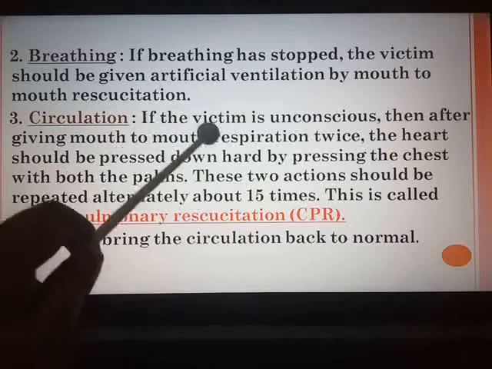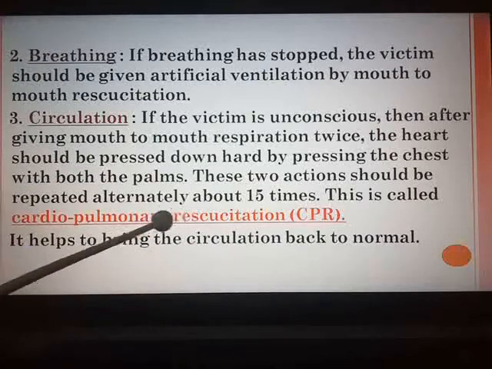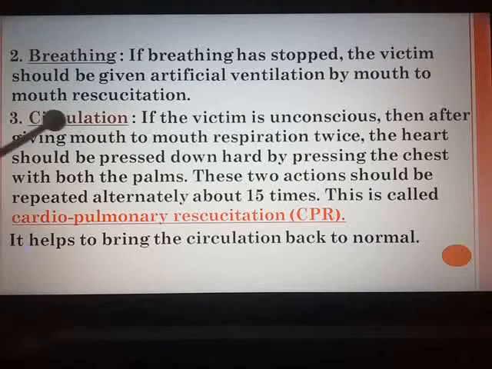If the victim is unconscious, and to bring the circulation back to normal, cardiopulmonary resuscitation CPR should be practiced. In short, you can write this point. No need of writing the entire history. I have just given the marking to you in your own words. Now the main techniques, writing the main techniques is important. Which techniques? Airway, breathing, circulation. This heading should be important.